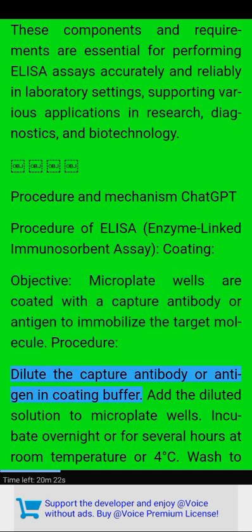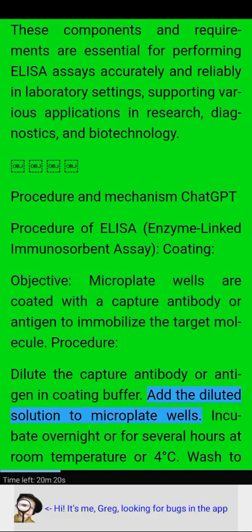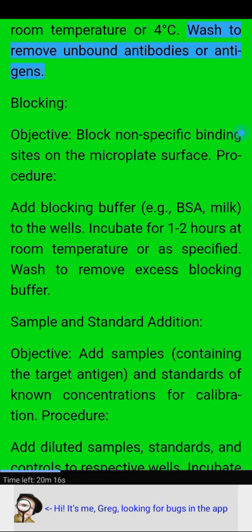Procedure. Dilute the capture antibody or antigen in coating buffer. Add the diluted solution to microplate wells. Incubate overnight or for several hours at room temperature or 4 degrees Celsius. Wash to remove unbound antibodies or antigens. Blocking. Objective. Block non-specific binding sites on the microplate surface. Procedure. Add blocking buffer, e.g., BSA, milk, to the wells. Incubate for 1 to 2 hours at room temperature or as specified. Wash to remove excess blocking buffer.